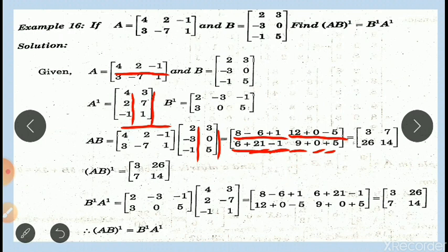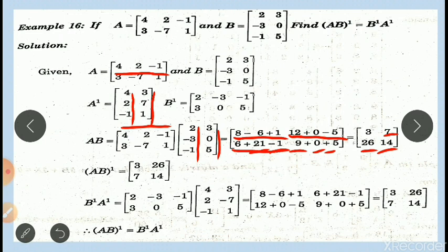When we simplify this matrix, we'll get 8 minus 6 plus 1 is 3. 12 plus 0 minus 5 is 7. 6 plus 21 minus 1 is 26. 9 plus 0 plus 5 is 14. Now we have completed AB.